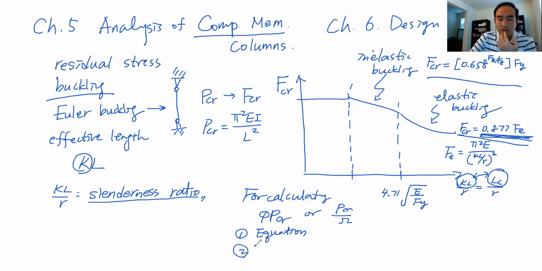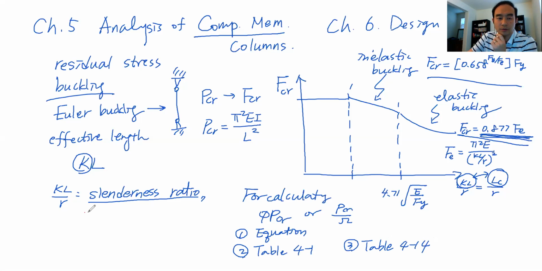Second method is table 4-1 for W shape, and there are several other tables for hollow sections and so on. And the third method is going to be table 4-14. So we went through the example problems.